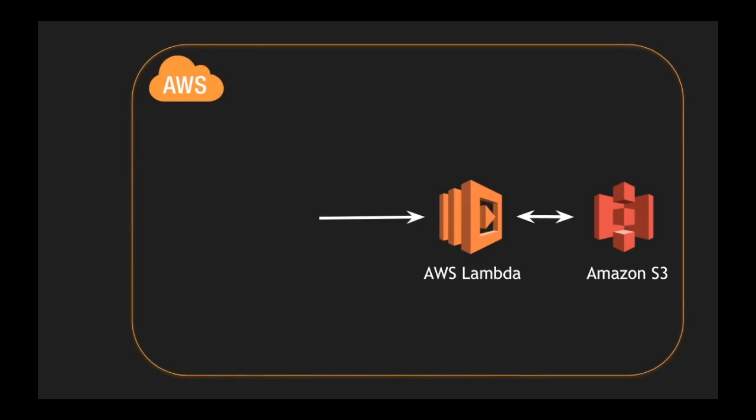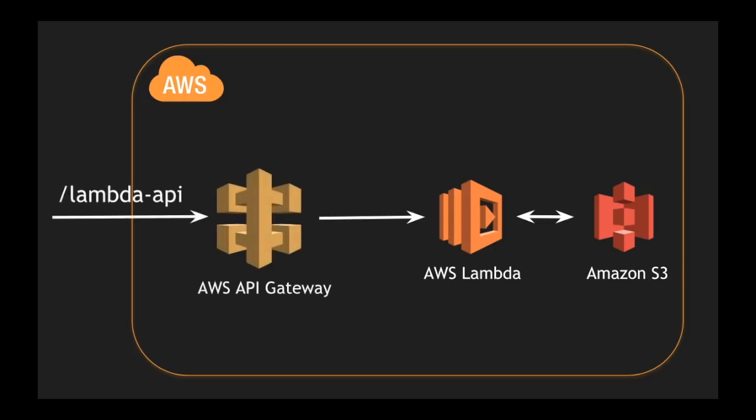So all these reside in the AWS infrastructure. In order to access this AWS Lambda, we can either create a gateway or have some kind of triggers based on events. In this video, we're going to create an AWS API gateway in order to access this Lambda. We're going to create an API called Lambda-API, and if you hit that Lambda-API, it is going to trigger your AWS Lambda.